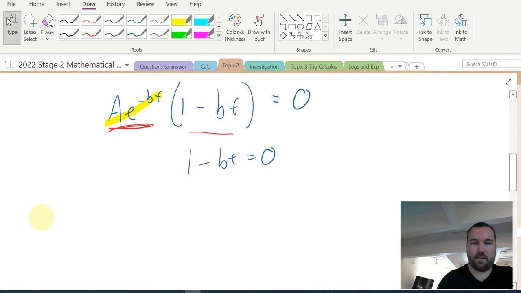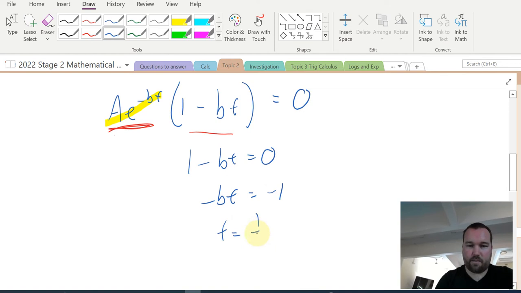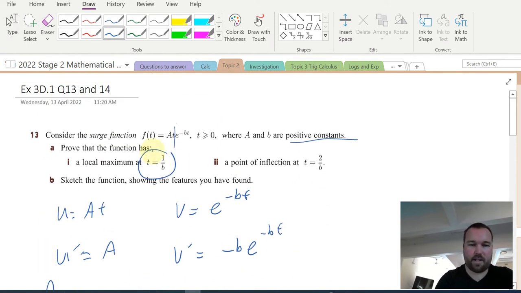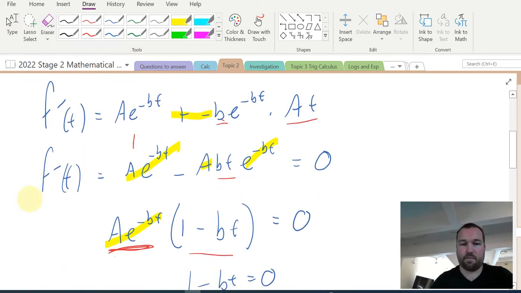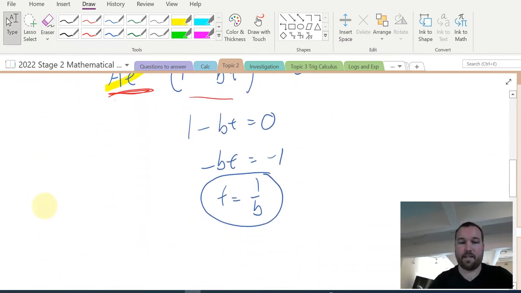And if I was solving for t, now I'm going to take 1 from both sides. So minus bt equals minus 1. And then I'm going to divide by minus b. The negatives will cancel, leaving me with 1 on b. Which is pretty neat, because it's exactly what I was after before. t equals 1 on b. Now, I need to prove that it is a maximum.